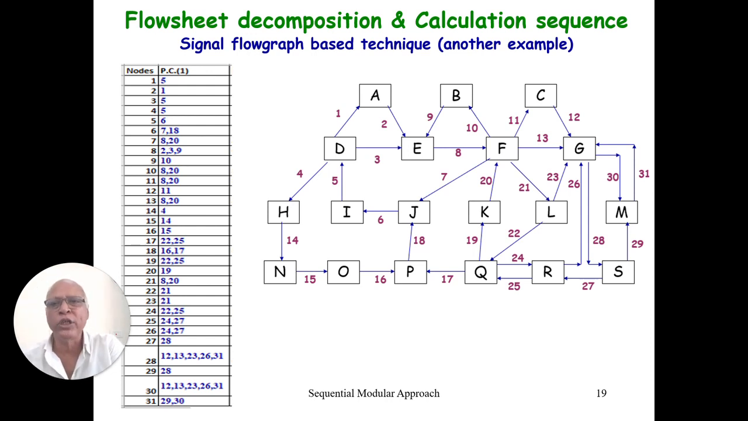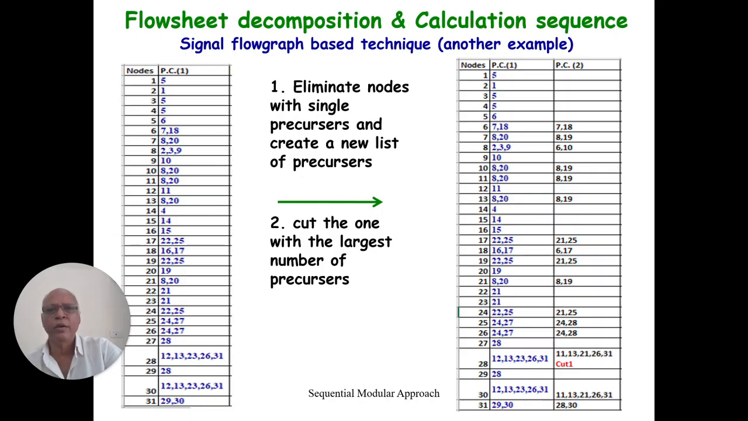Looking at this flow sheet, now you try to create the precursor list. Right? Now you can see several streams have got single precursors. Try to eliminate them while writing the second level of precursor. This is the precursor level 1. Right? Let me do that. So eliminate nodes with single precursors and create a new list. Cut the node which is having the largest number of precursors. In fact, in the previous problems, we never had this possibility.